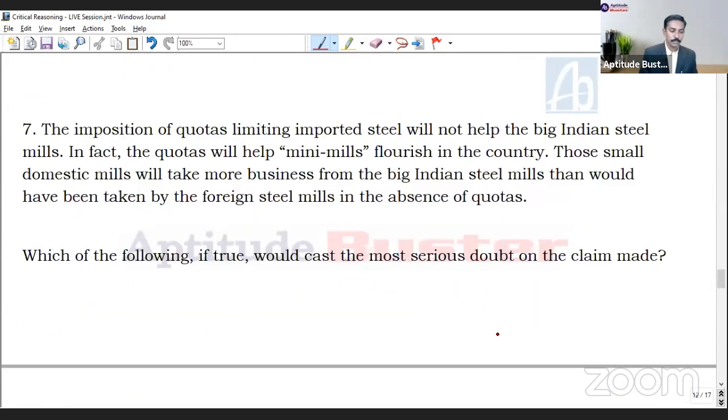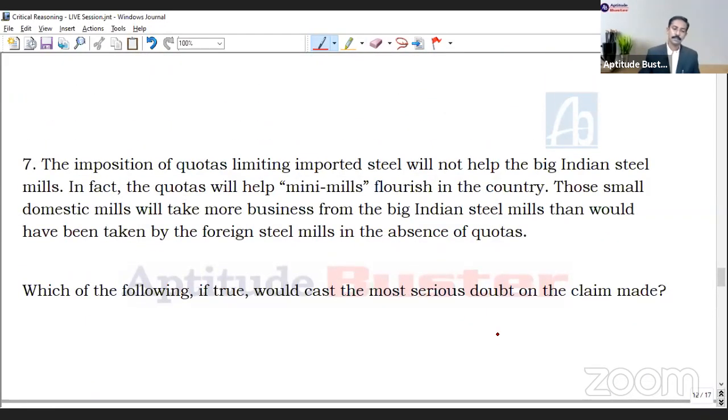Look at the next question. I'll give you 1 minute for you to read and understand the text. Take 1 minute to read and understand the text and try to get me the claim.